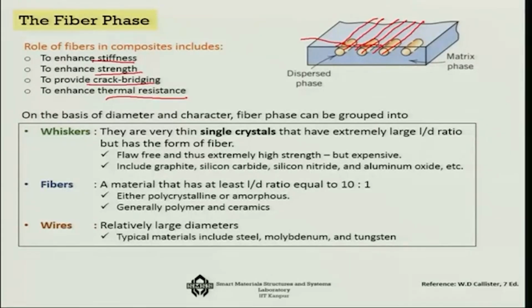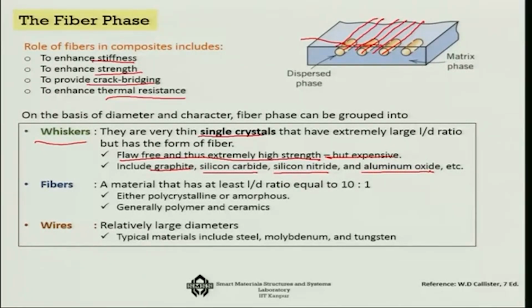Now there are three types of fibers. Some fibers are actually a little bit of an extension of particles; we will call them whiskers. They are very thin single crystals that have a large L/D ratio and the form of a fiber, and they are flaw free and thus of extremely high strength, but expensive. This includes graphite, silicon carbide, silicon nitride, aluminum oxide, etc.